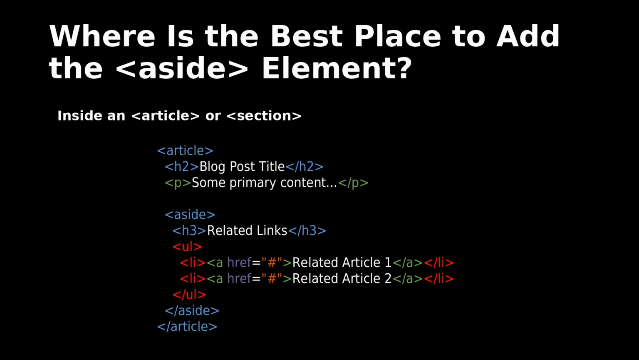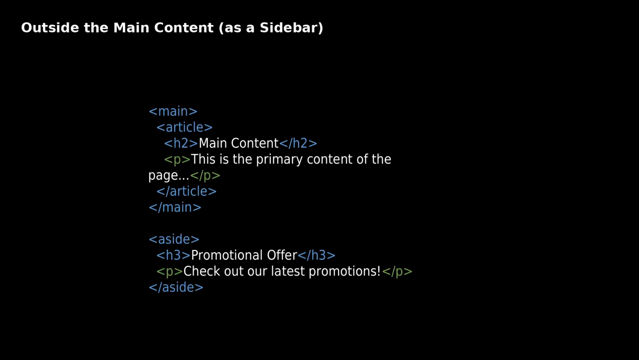In this example, the aside element provides related links specifically relevant to the article content. Outside the main content as a sidebar. If the content is supplementary to multiple sections or the entire page, you might want to place the aside outside of the main content block as a sidebar. This is useful for content that is related to the whole page, such as navigation links, promotions, or advertisements. Here in this example, the aside element is independent of the article element and applies to the whole page.